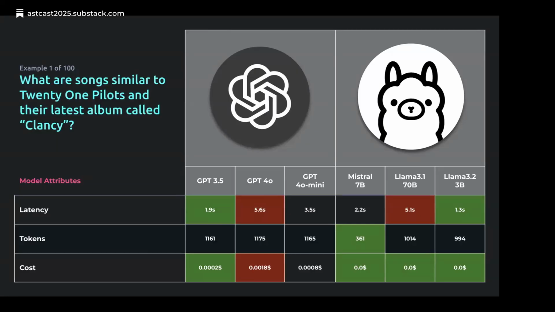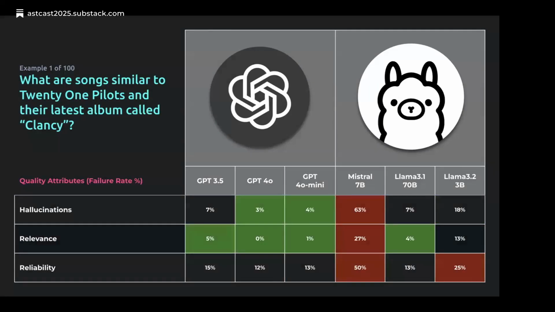So look at GPT-4o. It was the slowest and the most expensive. This is on the model attributes, how good the model is. But that's not the same as quality attributes, which is the problem that we're trying to solve. How good is the AI in solving our problem?